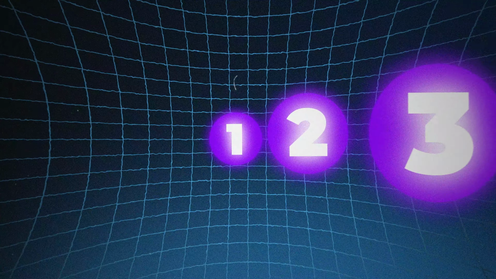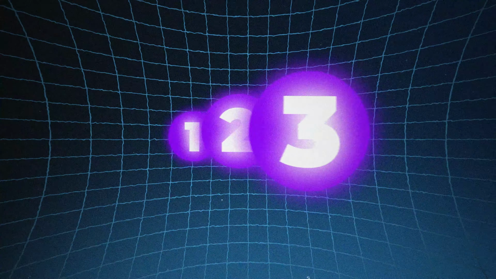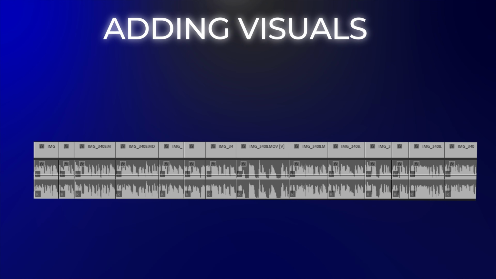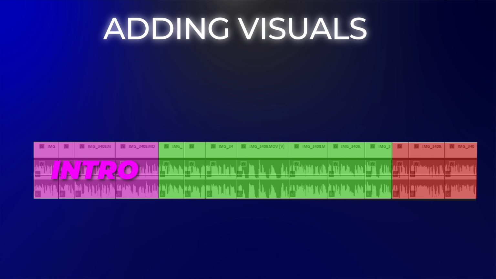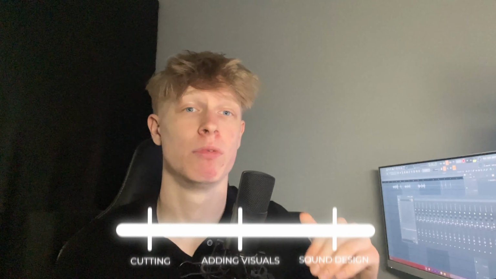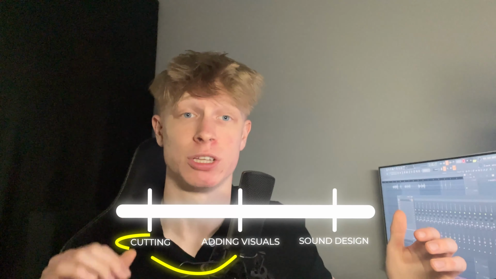Alright, the third thing, how you can manage your time as a video editor, is organizing your work. And now let me show you how I organize my work. Basically, I divide my projects into parts, which is cutting, adding visuals, which I also divide into another 3 parts, intro, bulk, and outro, and sound design. And the rule is simple. I move to the next part right after I finish the previous one. So for example, I don't start adding music before I finish adding visuals.